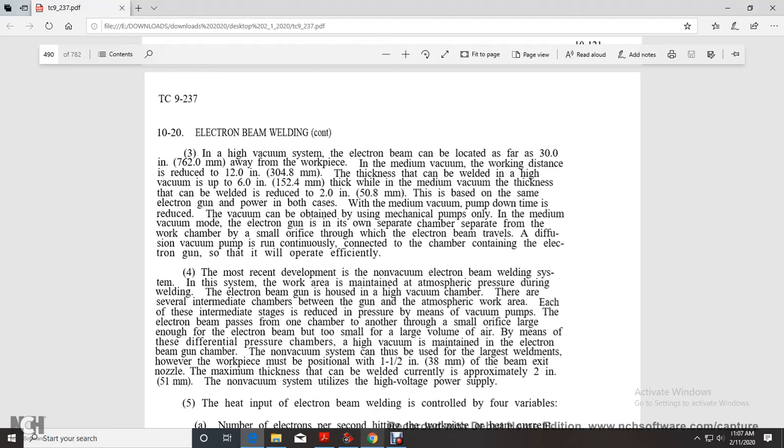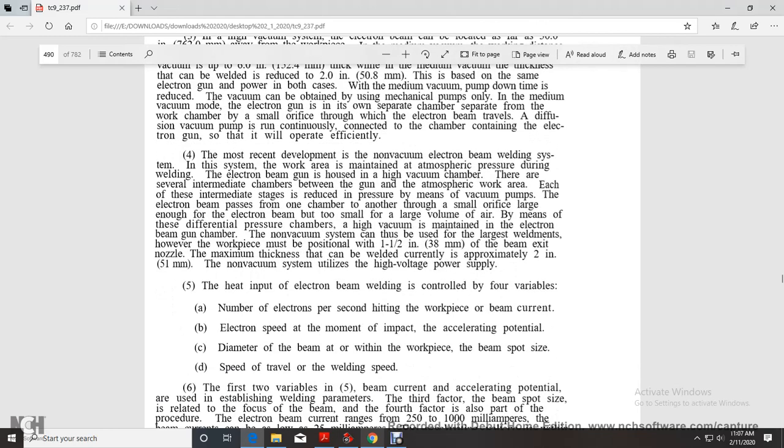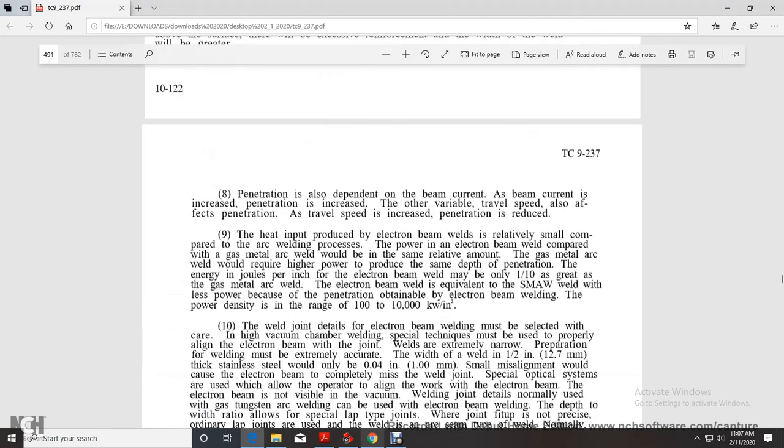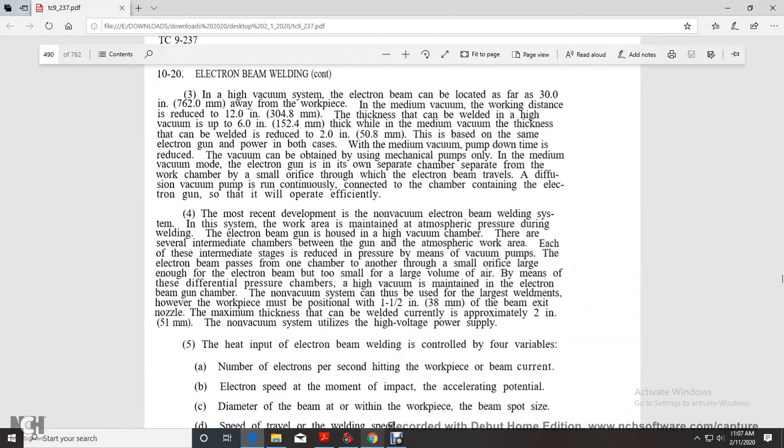In the medium vacuum mode, the electron gun is in a separate chamber from the work chamber, with a small orifice where the electron beam travels. A diffusion vacuum pump that can run continuously is connected to the chamber containing the electron gun so that it will operate efficiently.